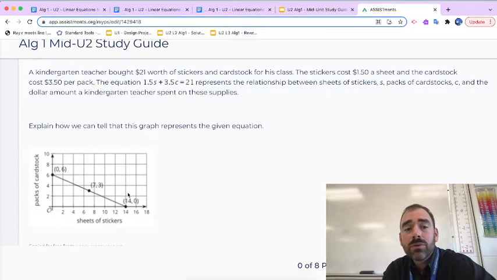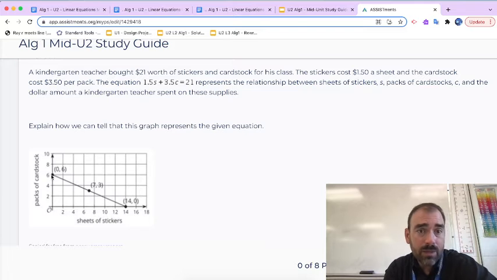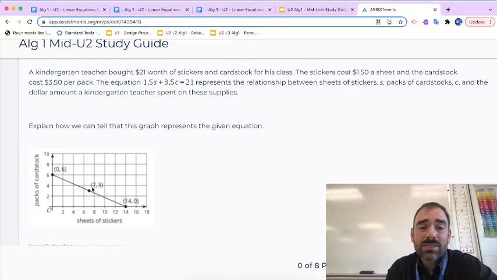Well, it would come down to looking at these combinations, like 0 sheets of stickers but all cardstock. If you did some math with the number of stickers and the number of cardstock, the cost for each, and multiplied, you'd find they did spend exactly $21 if they bought just 6 packs of cardstock. They did spend $21 if they bought 14 packs of stickers. They did spend $21 if they bought 7 sheets of stickers and 3 packs of cardstock.